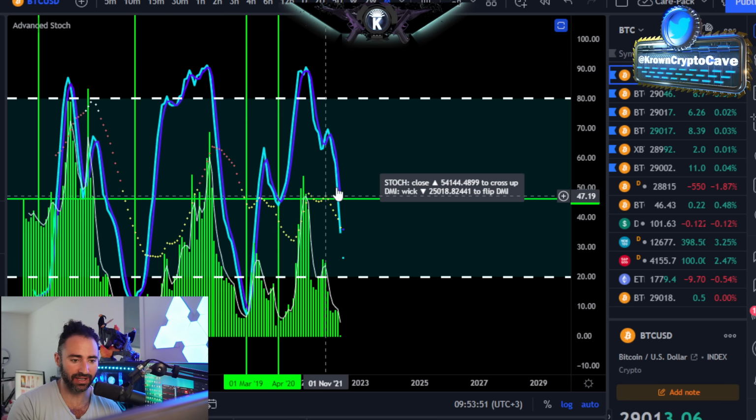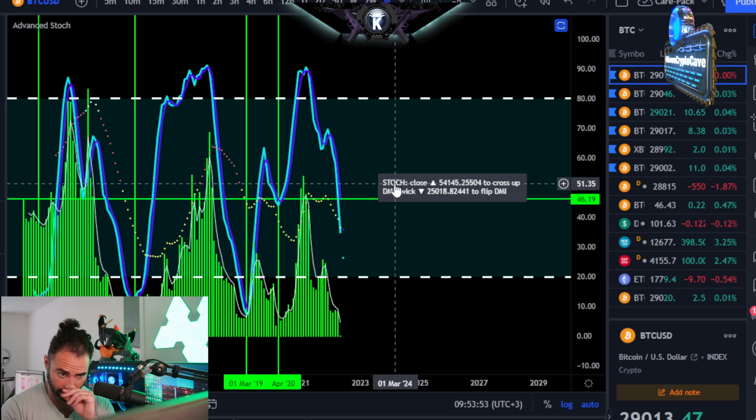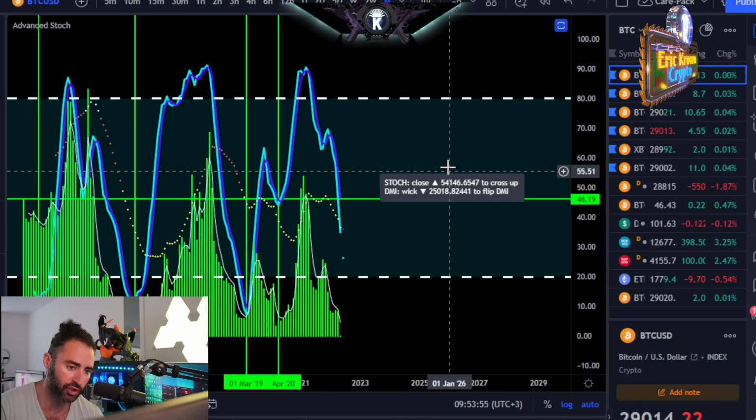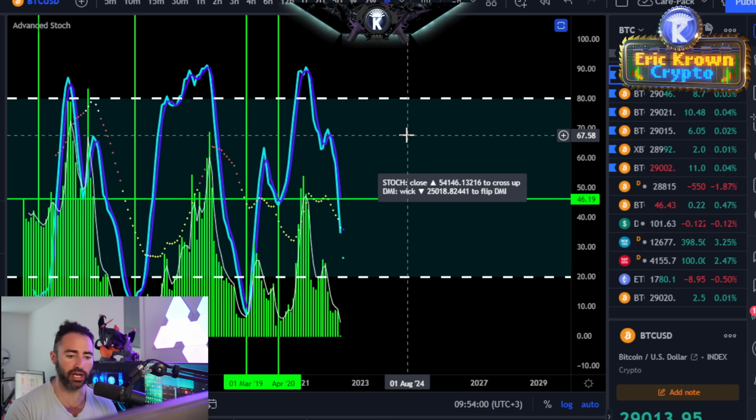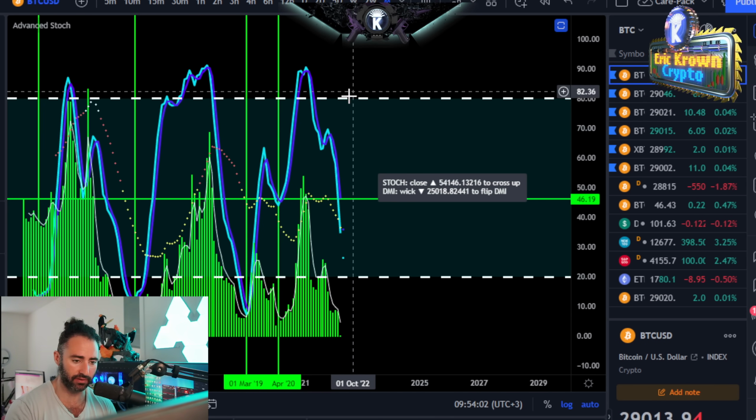And we can use the good old advanced stochastic over here to judge when that would flip back to the upside. $54,000. Obviously, that's going to massively change coming into the next month, so I expect that's probably going to go in like the 40,000 or so.